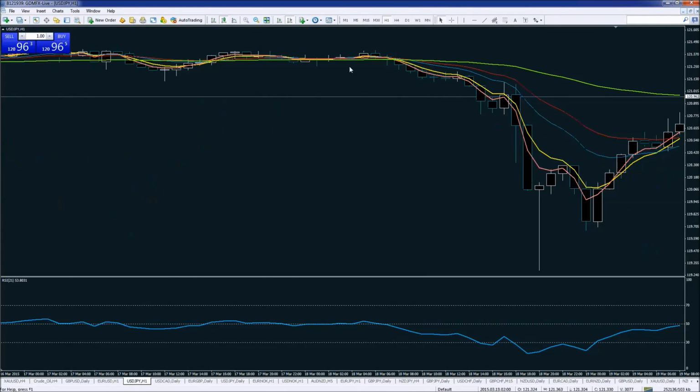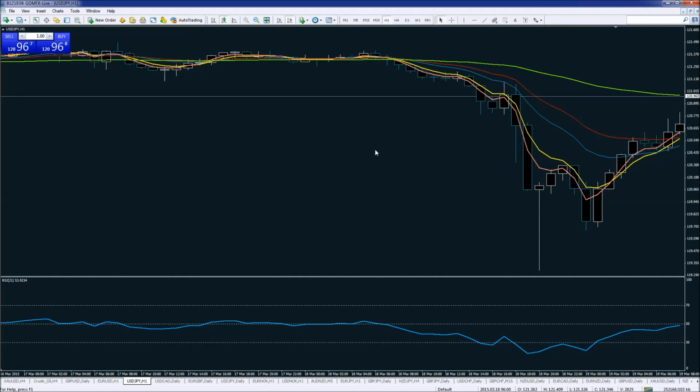Can't really zoom it in that much, but you can see how the crossovers are made by steps. 3 crosses 5, both cross 13 and 21, and so on. I believe you all got the point.